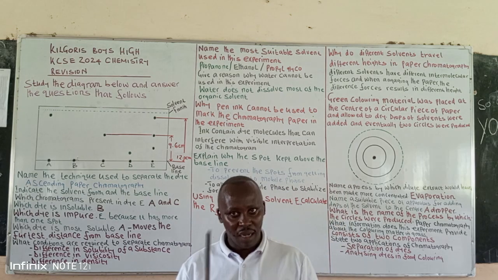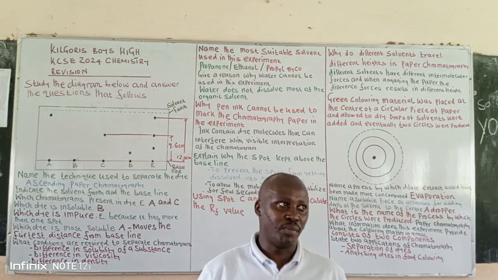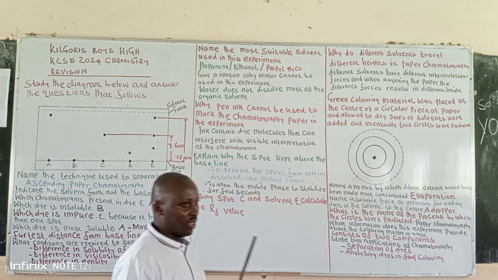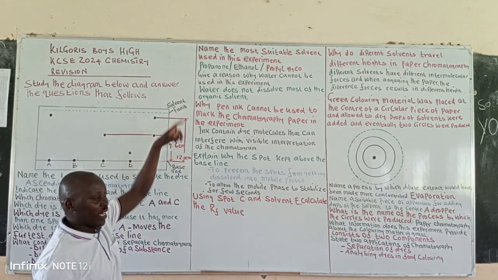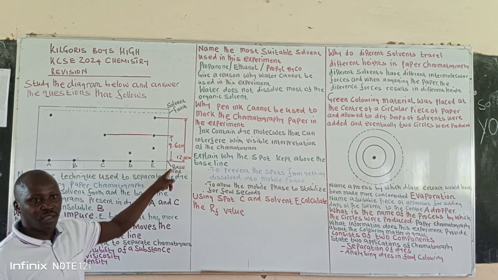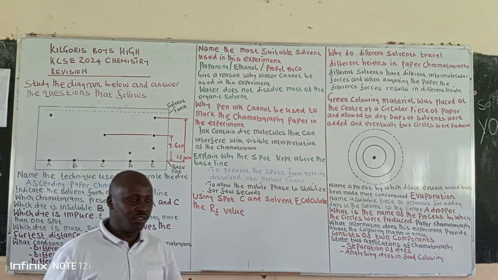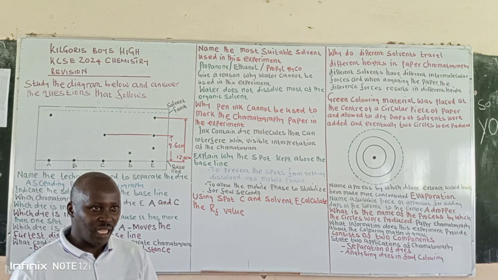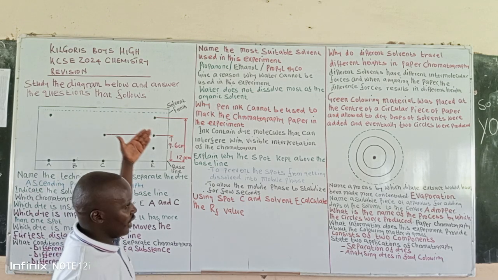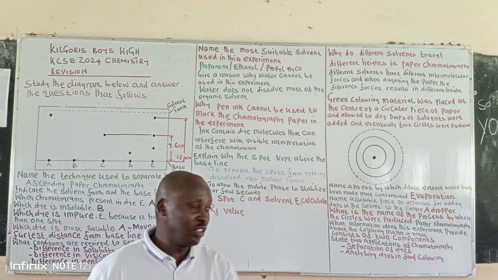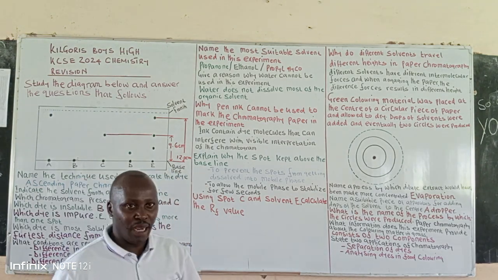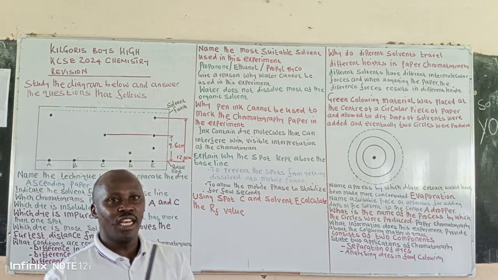Sometimes the diagram will be drawn on the question paper, and then letters are given. For instance, you will get here, for example, letter K, and then here you will get letter M. Then you will be asked what the letters represent. So if it is letter K, you just say that K represents the solvent front, and letter M normally represents the baseline.